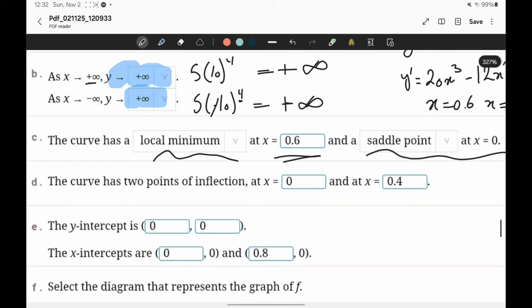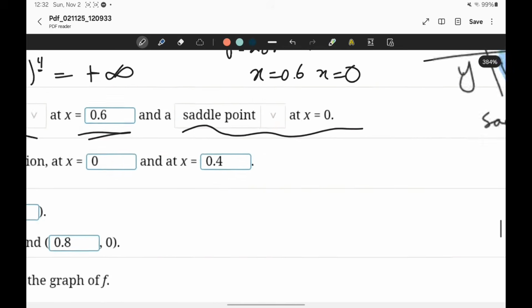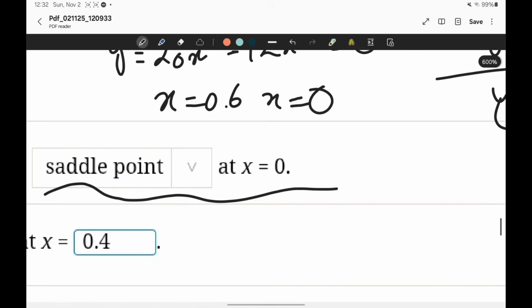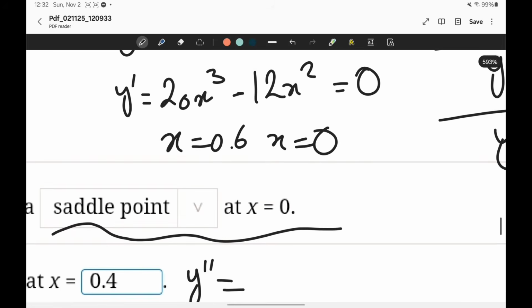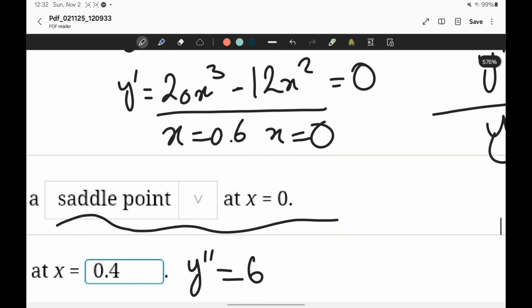And now here they want the points of inflection. Points of inflection, so we do y prime prime. So we'll derive this again. So it's 60x squared minus 24x.